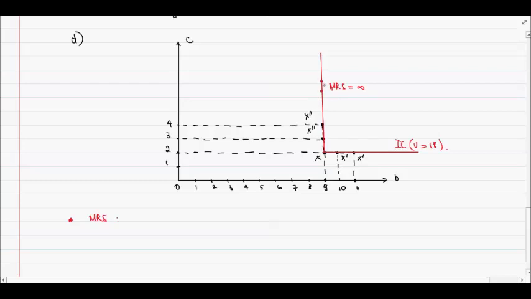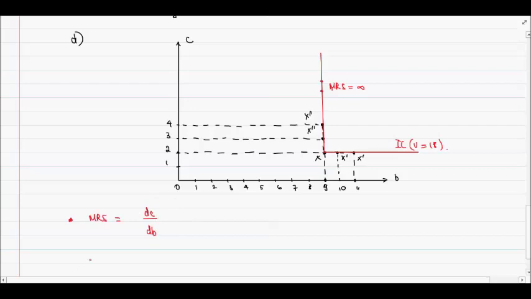We take a very small movement and see what the change in consumption is as we move from one point to the other. As you can see, as we move from one point to the other along the vertical section of the indifference curve, B is not changing. So the horizontal variable remains the same. Basically the marginal rate of substitution is the change in C given the change in B.